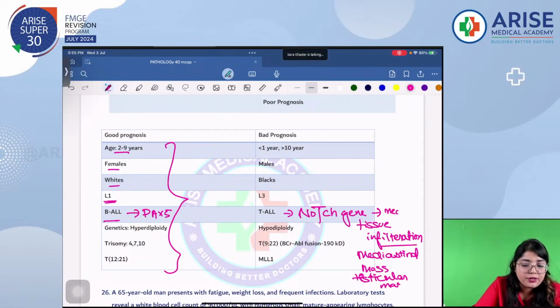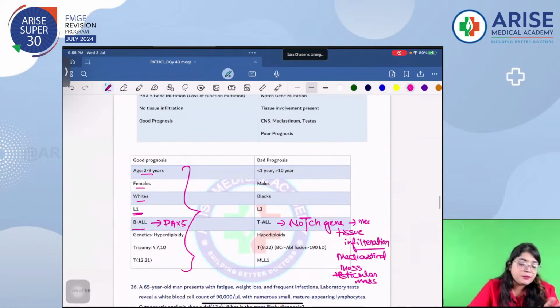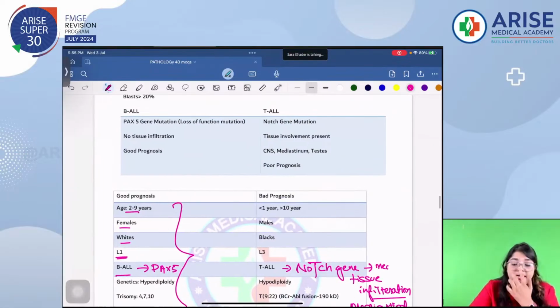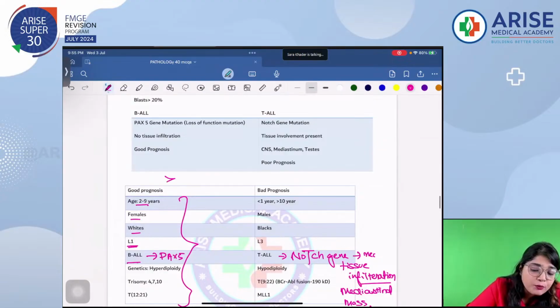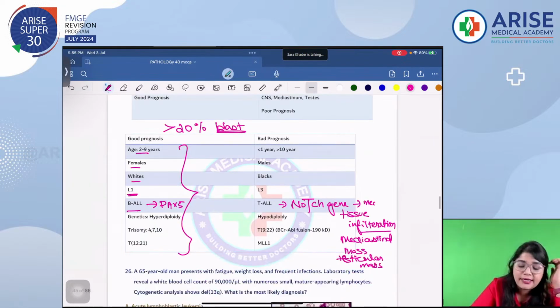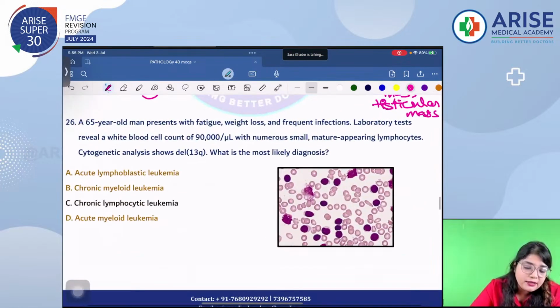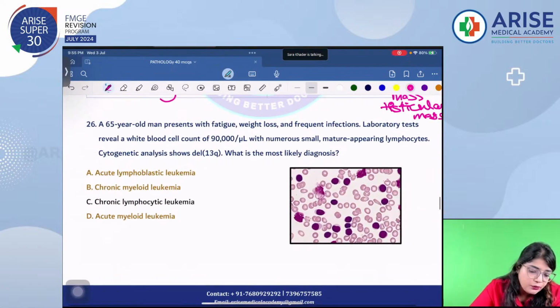Very important. If they talk about ALL, they'll always give you a child. And remember, the blast should be more than 20%, because you are having immature cells here, right? Look at this question now.